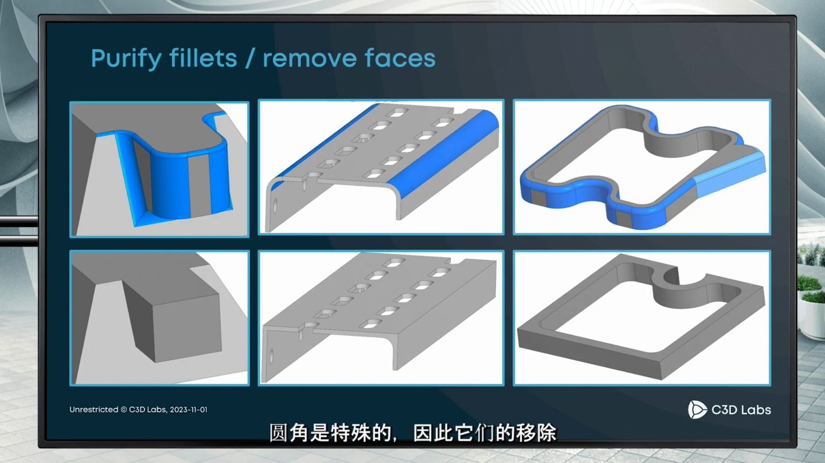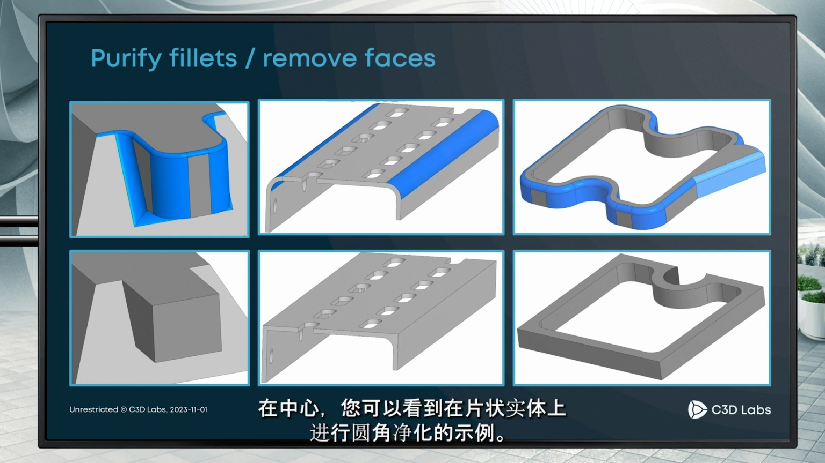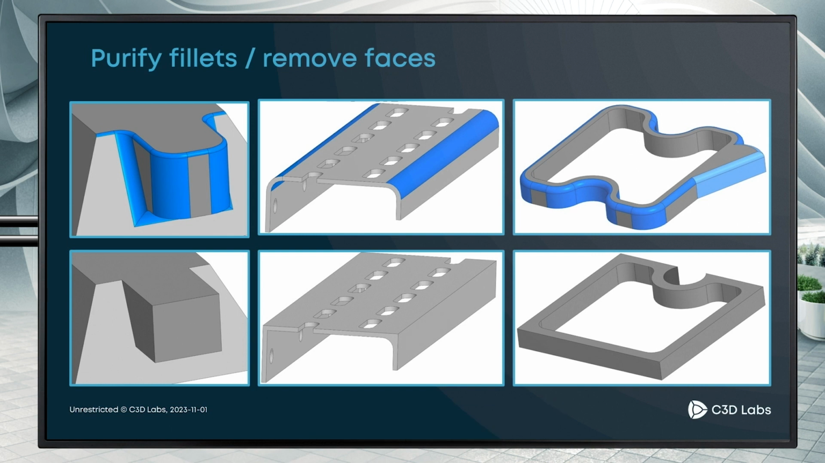Fillets are special, so their removal and adaptation are separated from the previous operation. We can remove fillets in very different configurations. Generally, it is enough to select only one fillet from the fillet chain, because all smoothly connected fillets are recognized and automatically removed as well. In the center, you can see an example of fillet purification on a sheet solid. On the right, you can see how even some constructive elements can be removed with the combination of remove and purify commands.